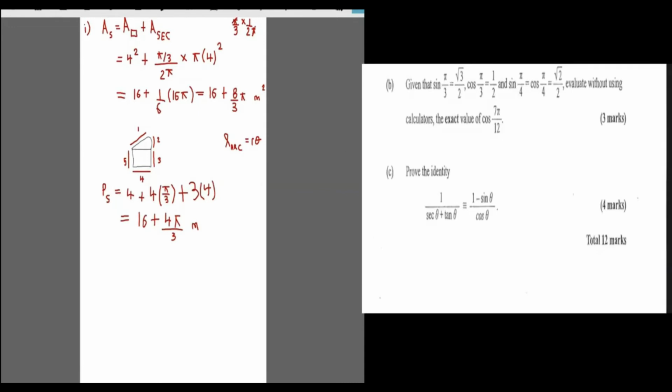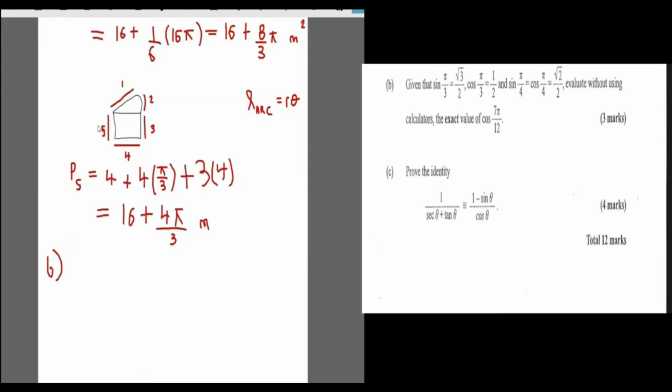Now part 2, or part B. Part B is asking us, given that sine pi by 3 is root 3 over 2, cos pi by 3 is 1 over 2, sine pi by 4 is cos pi by 4, which is root 2 over 2, calculate the exact value of cos 7 pi over 12. All right, they give you 7 pi over 12.